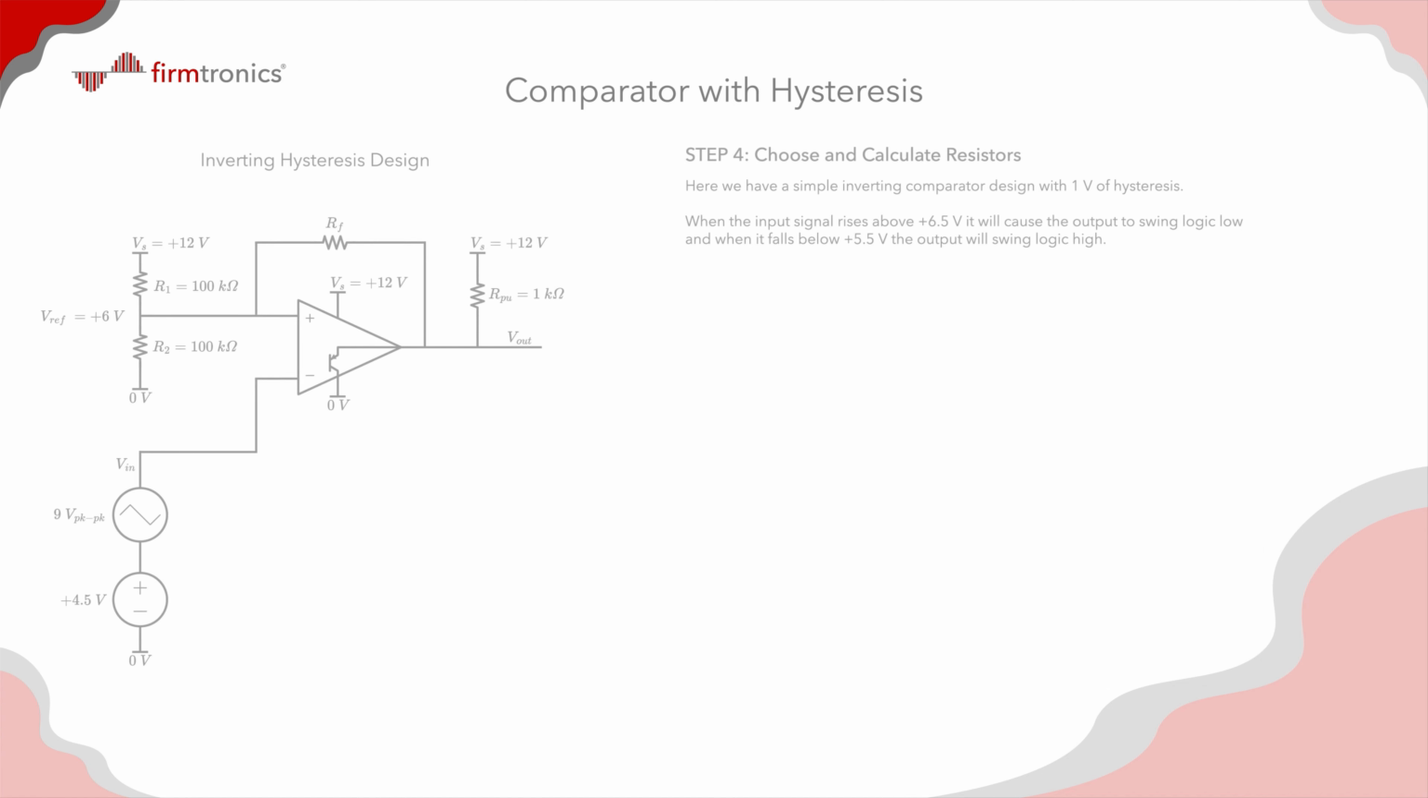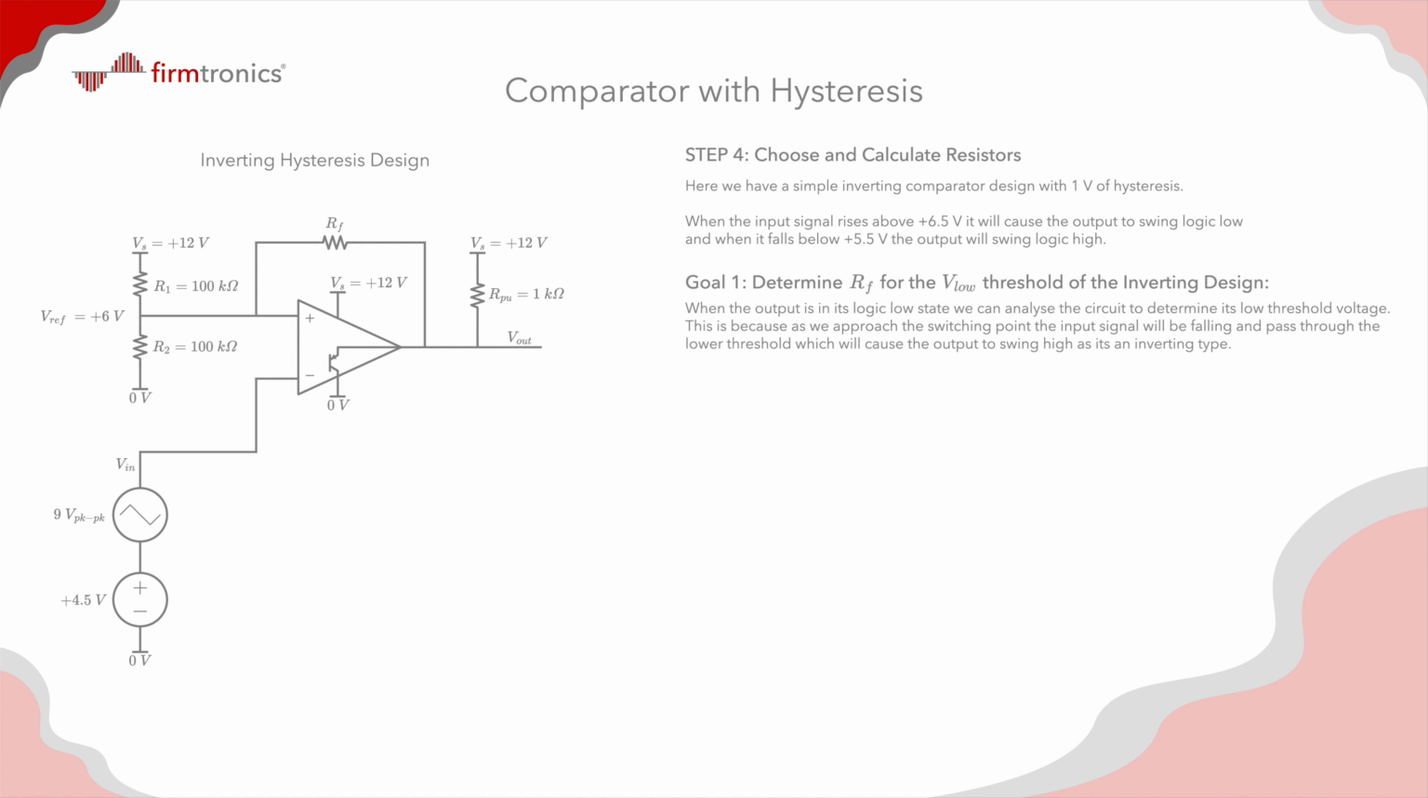So let's look at an inverting hysteresis design. Now we have the same simple comparator design as before with 1 volt of hysteresis, but it's an inverting type. When the input signal rises above 6.5 volts, it'll cause the output to swing logic low, and when it falls below 5.5 volts, the output will swing logic high. This makes sense as it's an inverting type.